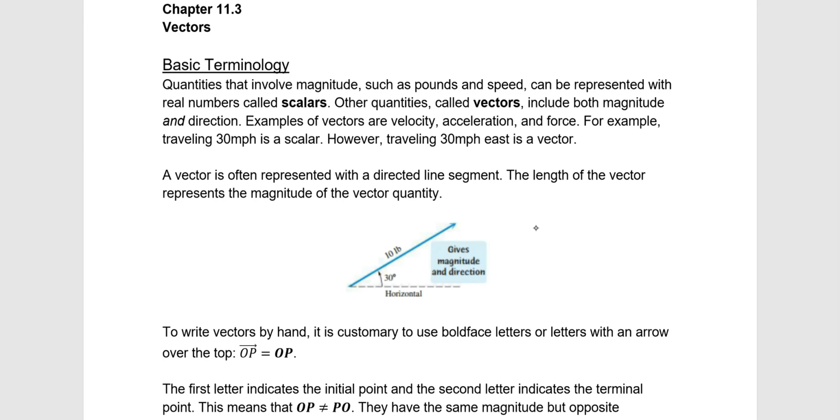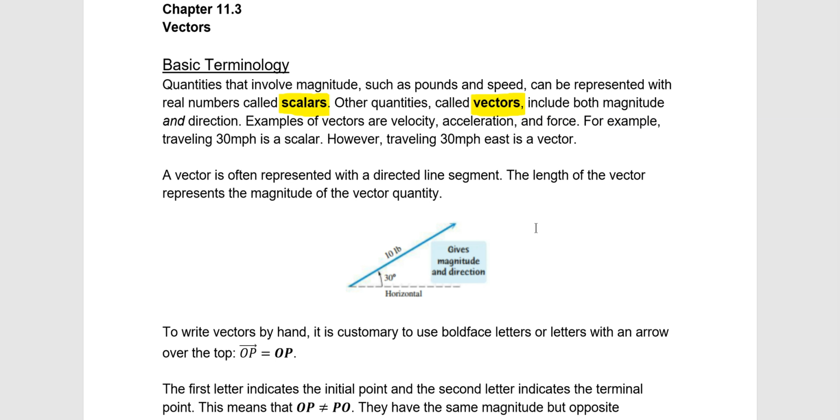In this chapter, we're going to be going over an introduction to vectors. So starting with some definitions here. Scalars are real numbers, and they only involve magnitude, such as pounds or speed. The difference with vectors is that vectors include both magnitude and direction. Examples of vectors are going to be something like velocity, acceleration, and force.